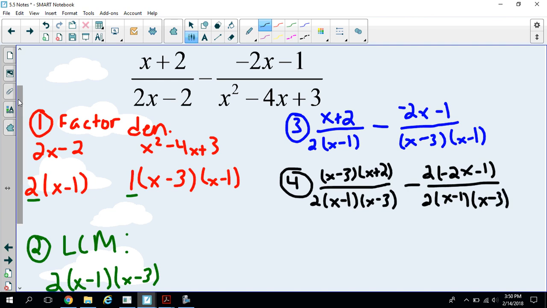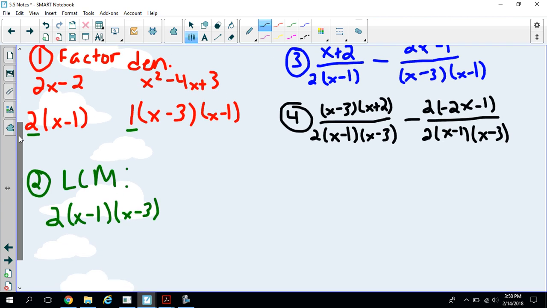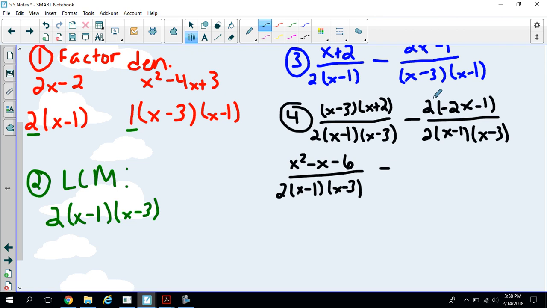Now what I'm going to do is FOIL my x minus 3 and x plus 2. And scroll down here. When I do that, I should get x squared minus x minus 6. And still in the denominator, I have my least common multiple, so 2 times x minus 1 times x minus 3. And then minus, now I distribute my 2 to the negative 2x and to the negative 1. So now I have negative 4x minus 2 all over my denominator.